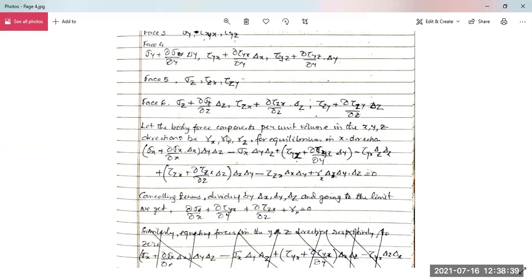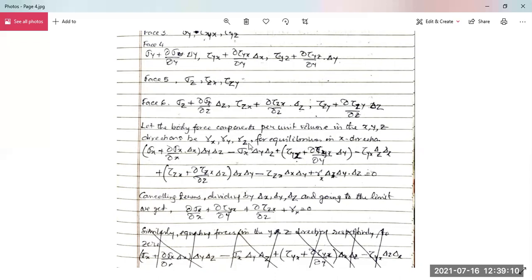Let the body force components per unit volume in the x, y, z directions be gamma x, gamma y, gamma z. The body force, we have decided, is the magnetic force, inertia force, and sometimes the gravitational force. These body forces act on all types of bodies, and even in an infinitesimally small body these forces are active. These body forces have three components, in the x, y, z directions.